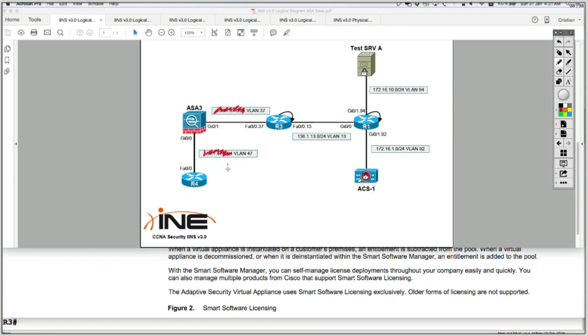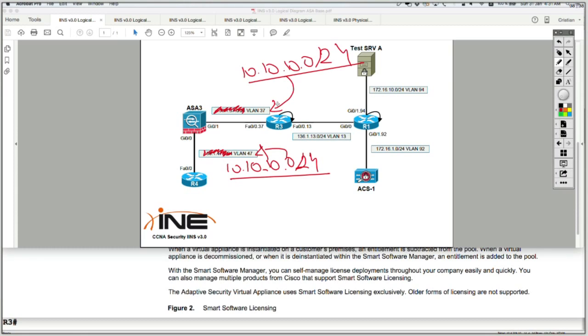Like this would be the subnet of 10.10.10.0/24, for example, in VLAN 47, and likewise VLAN 37 is going to be the same, 10.10.10.0/24. So on both sides of the ASA, I'm going to have different VLANs in order to be able to bridge the traffic through the ASA, different VLANs, 37 and 47, but the same IP subnet.